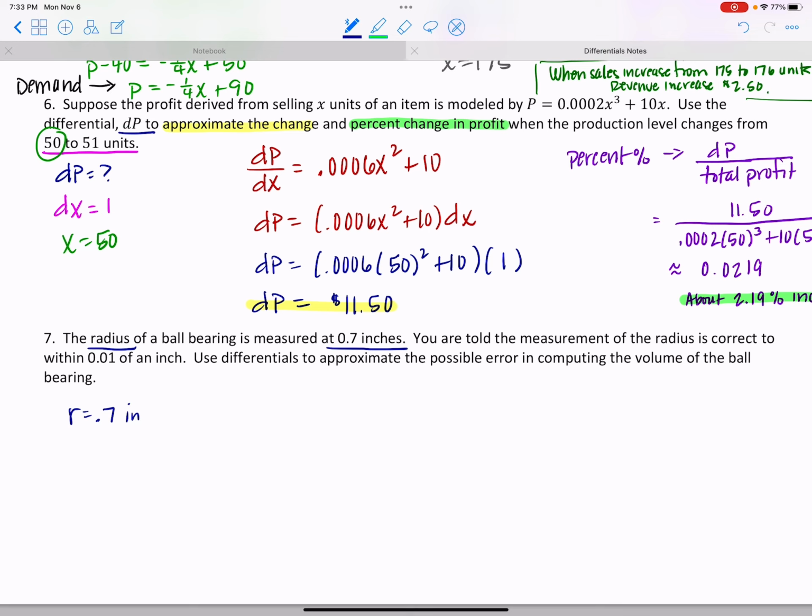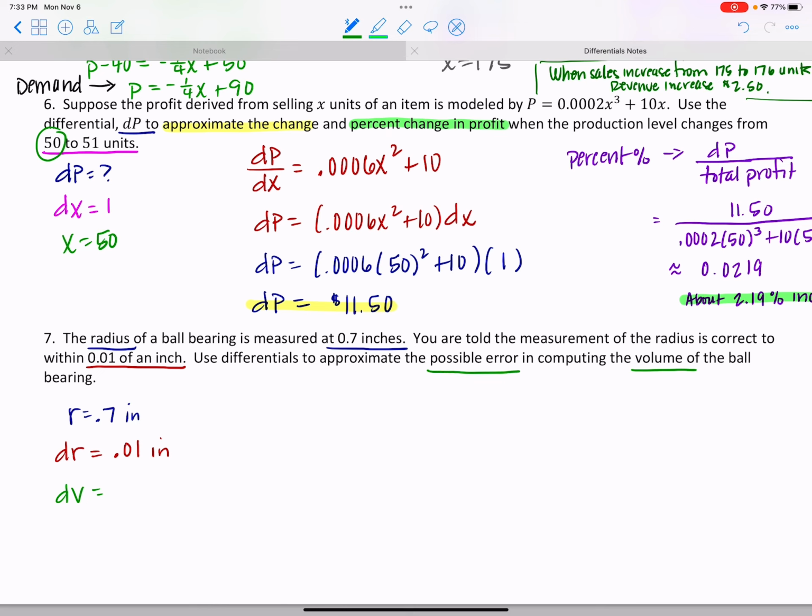What does that 0.01 of an inch represent? That's the change, right? The change in the possible measurement. So this 0.01 of an inch is the dx, or the possible change in x. Not x, r in this case. That radius is correct to within 0.01 of an inch, and we're going to use differentials to approximate the error in computing the volume. So the volume of the ball bearing, which in this case is a sphere. So we are trying to figure out dV.